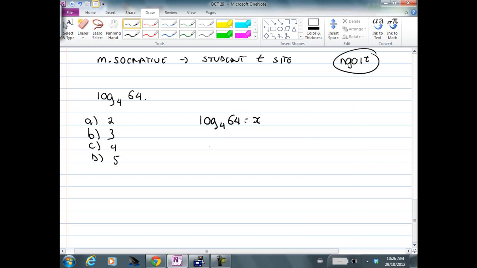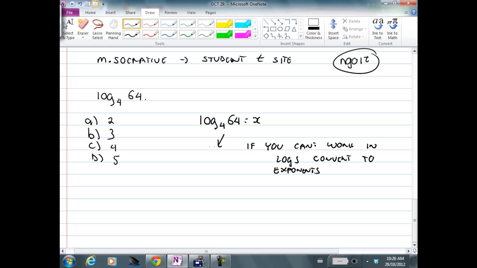Let's write a few things down. If you can't work in logs, convert to exponents. So we're in 4 to the power of x equals 64. Because really, I mentioned logs and exponents, you can convert back and forth. They're the exact same thing. So right off the bat, I want you to convert right now into exponents. Go.